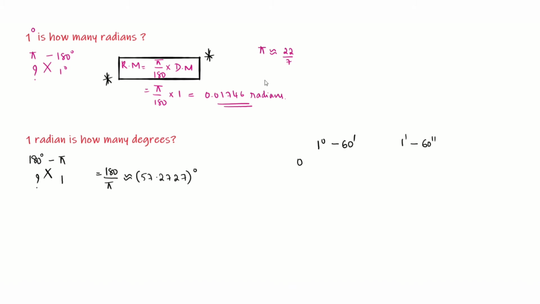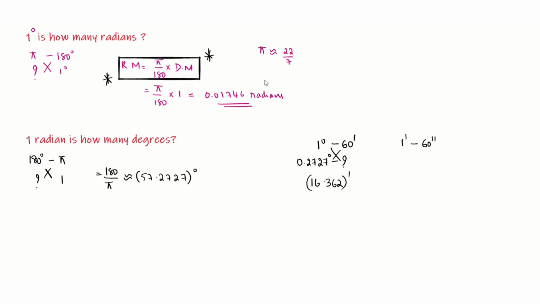So, we convert the terms after the decimal point into minutes and seconds. So, we will now find out 0.2727 degrees is how many minutes. To do that, we can multiply 0.2727 into 60. We will get 16.362 minutes.